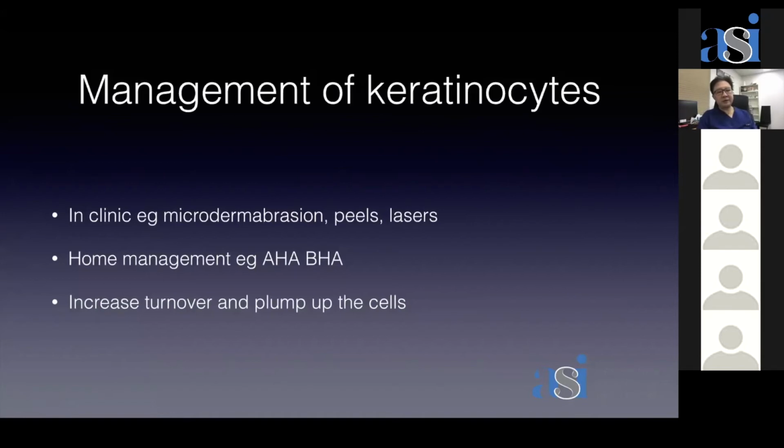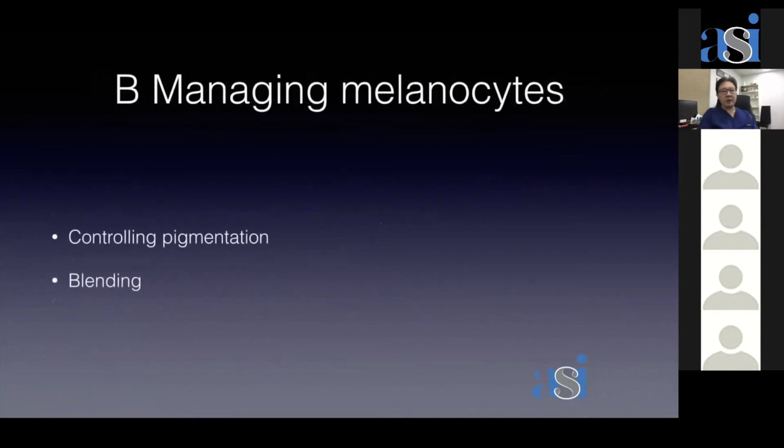So the keratinocytes, you can use simple agents such as alpha hydroxy acid or BHA, depending on it. One of my favorite ones is glycolic acid. It's simple, it's effective, it gives the skin a glow, and we know for 30 something odd years now, it plumps up the cells. So we are targeting the keratinocytes. Ultimately, we are trying to increase the turnover and plump up the cells. So that's the first thing. You need to look at the in-house and the home management.